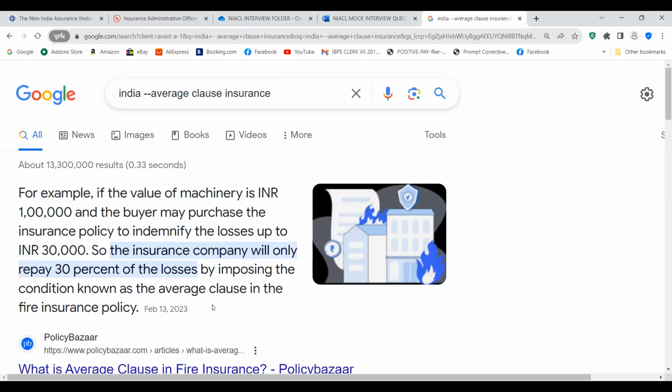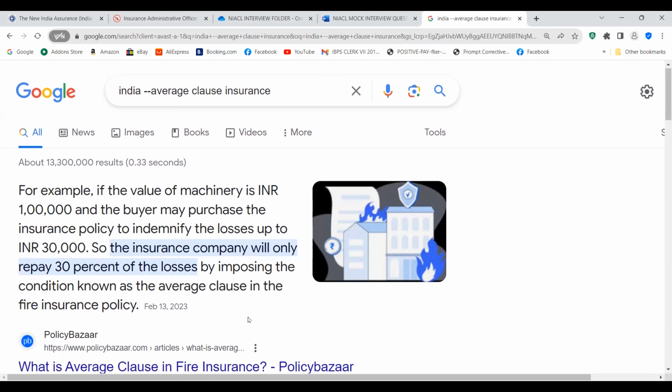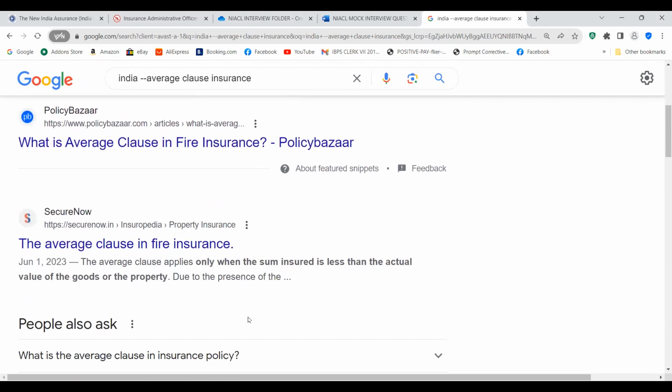Could you follow? And every year, the value of the vehicle will be brought down by some amount. The company will say they will cover 10% less liability, but the premium will not come down. It will remain the same. So that is a point to be remembered. So this is a question known as average clause insurance.